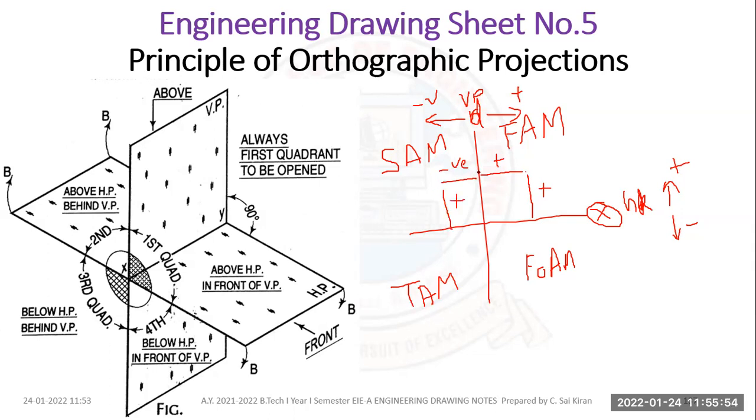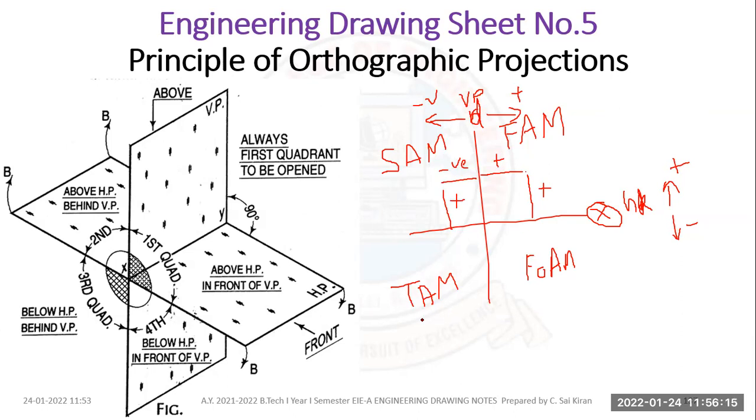Similarly, if you take the third angle projection, the H will be negative. This is my H distance. H distance is negative and D distance is also negative. Both are negative in the third angle projection. In the fourth angle projection, D is positive and H is negative.